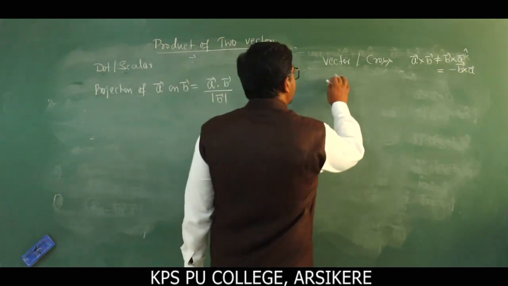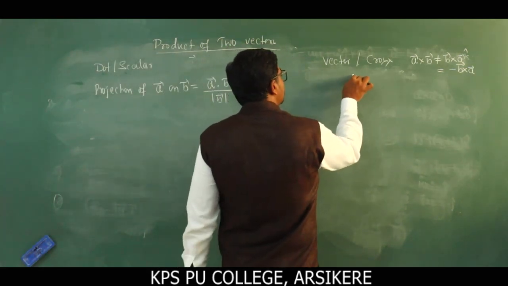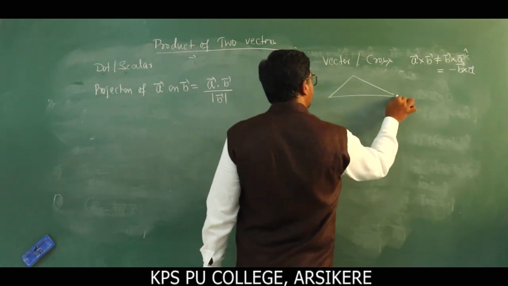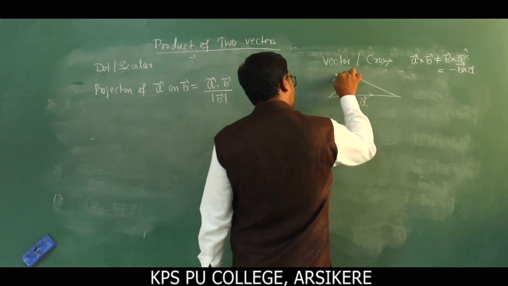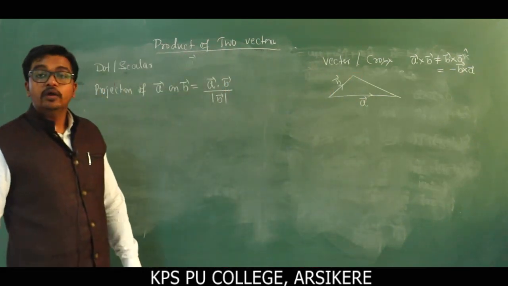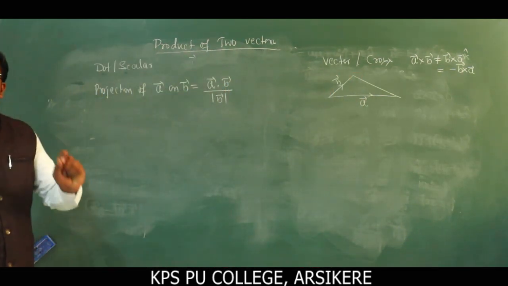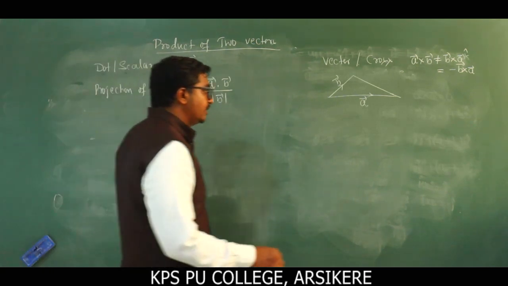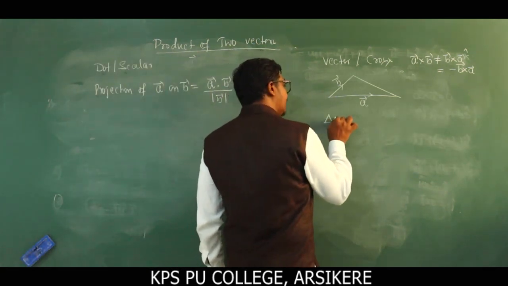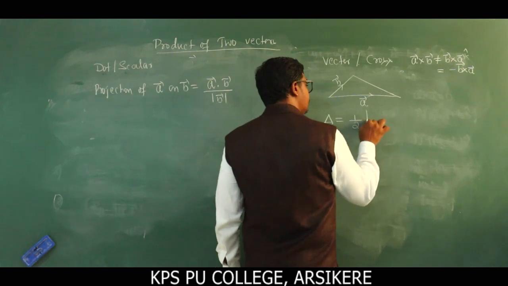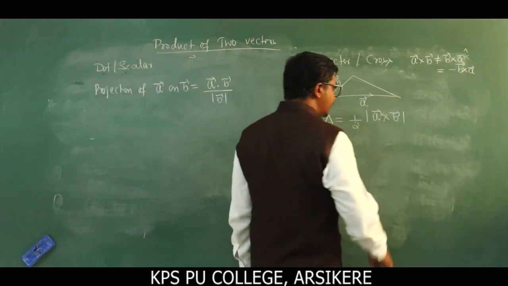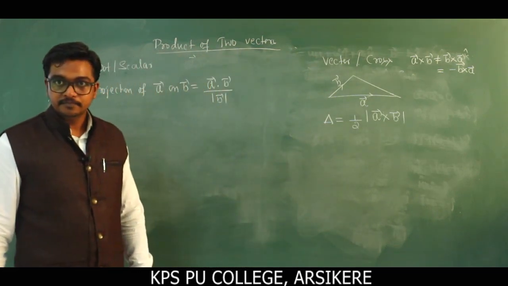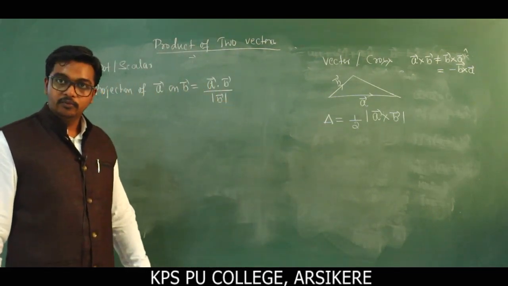And in case of vectors, when vector a as well as vector b are the two adjacent sides of a triangle, then the area of the triangle becomes 1 by 2 times the modulus of vector a cross b, or magnitude of vector a cross b. This is an application of vector product.